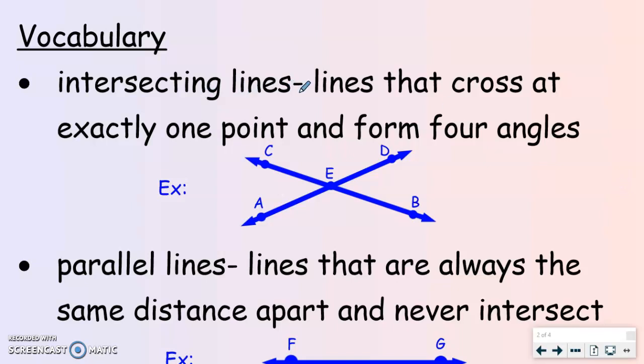First, we have intersecting lines, and these are lines that cross at exactly one point, and they form four angles. Normally, they'll form two obtuse, so here and here, and then two acute, here and here. And so these are intersecting lines. You can see that they intersect at point E, and they are lines. Remember, lines continue in both directions infinitely, and so they have their arrows at the end. So these lines are intersecting.